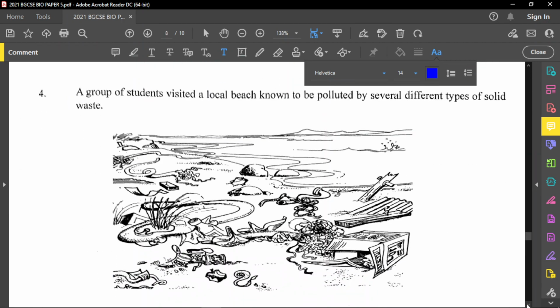Final question. A group of students visited a local beach known to be polluted by several different types of solid waste. And you could do the solid waste.